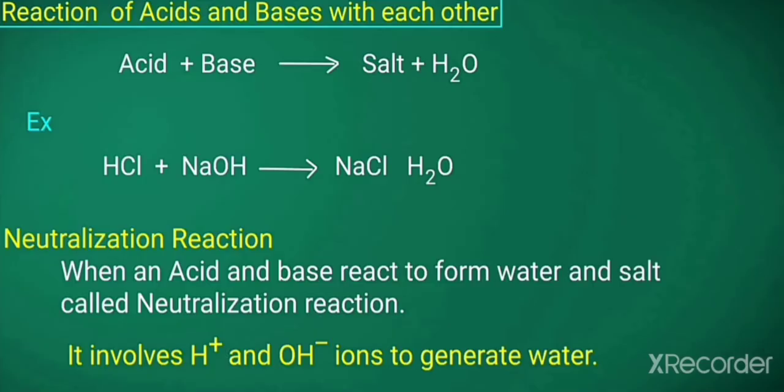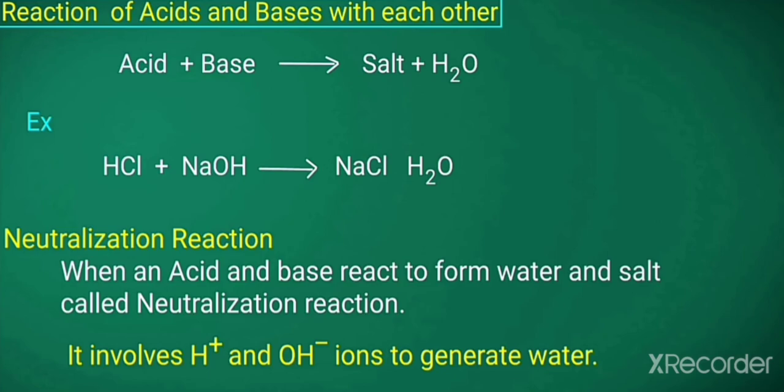Next, reactions of acid and bases with each other. Acid ಮತ್ತು ಬೇಸ್ ರಿಯಾಕ್ಟ್ ಆದರೆ ಏನು ಸಿಗುತ್ತೆ? Acid reacts with base, there is a formation of salt and water. This reaction is very very important. Acid reacts with base, there is a formation of salt and water. For example, HCl is an acid, sodium hydroxide is a base, there is a formation of Na plus Cl, NaCl is formed, that is known as sodium chloride, plus water.